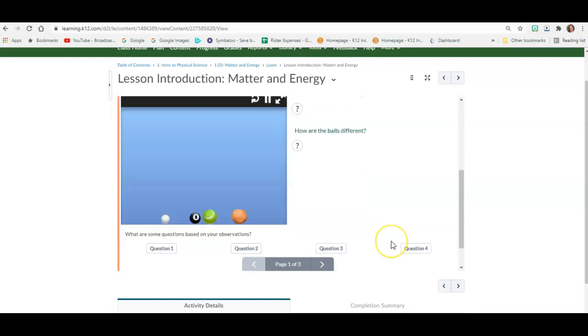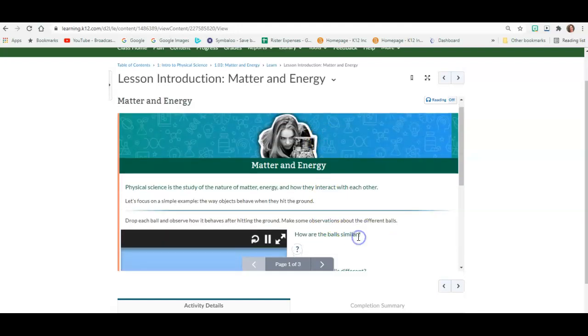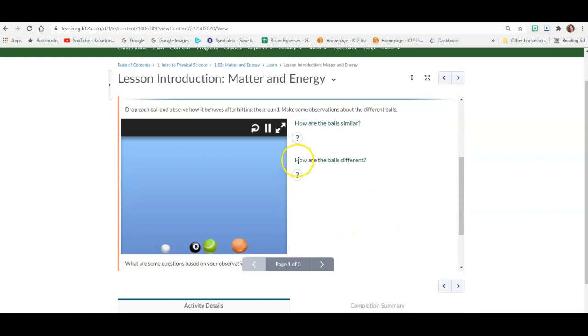Okay, so we're looking at a simulation, and your lab for Unit 1 is a simulation as well, meaning there's no actual materials. It's just something you're looking at online. So how are the balls in the lesson similar? A couple of things here. They're all spheres. After dropping them, they bounce and eventually stop. So we are able to interact with them a little bit.